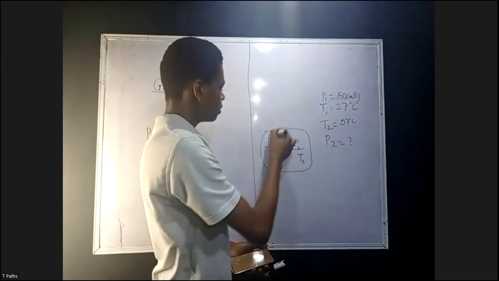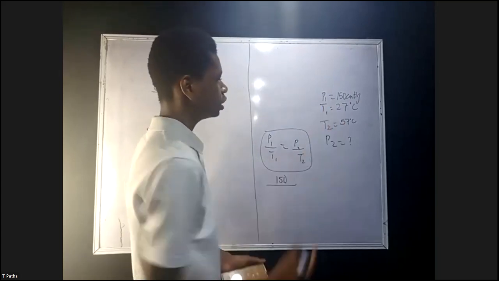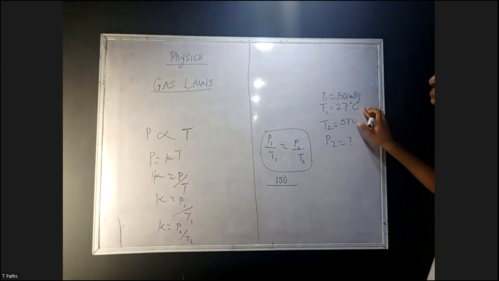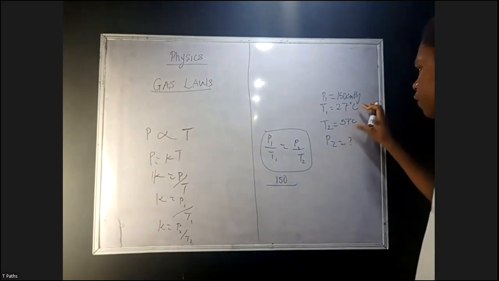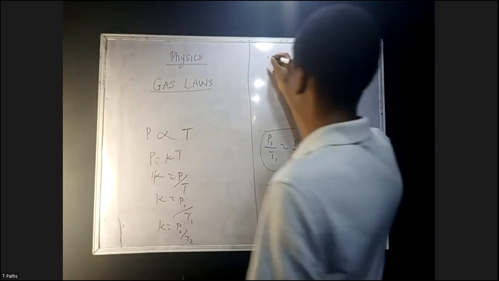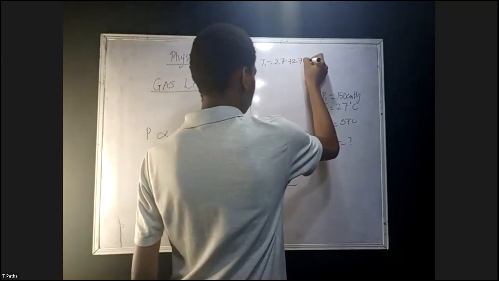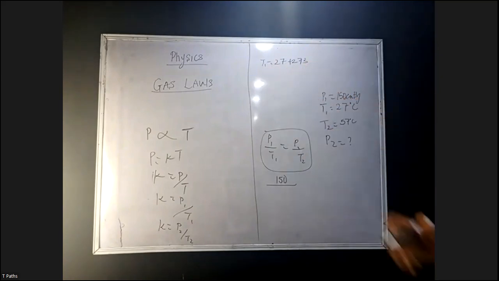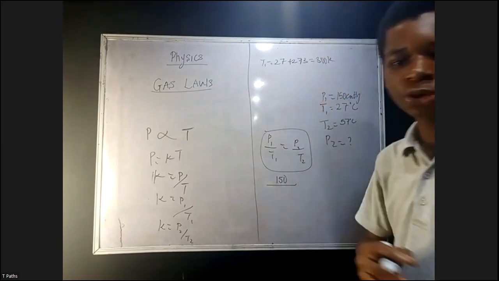So the first one is P1, which is 150 centimeter mercury, 150 divided by my T1. Now I said when you're working with temperature, you make sure to convert all your temperature to absolute temperature, which is in Kelvin. So the first thing I have to do here is convert these two temperatures to Kelvin. So my T1 will become 27 plus 273, right? So converting it to Kelvin, if I add 27 to 273, I'm definitely going to have 300. So 300 Kelvin. So now this is absolute temperature.